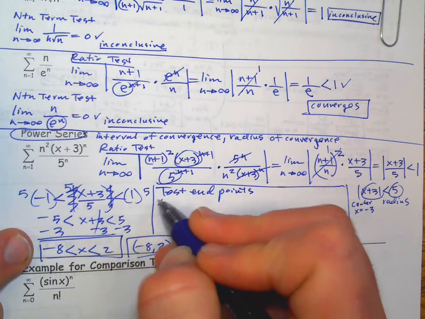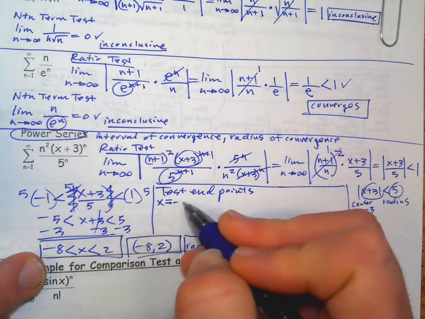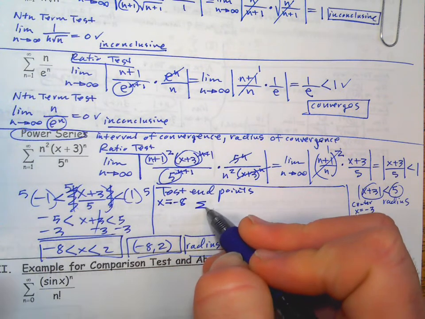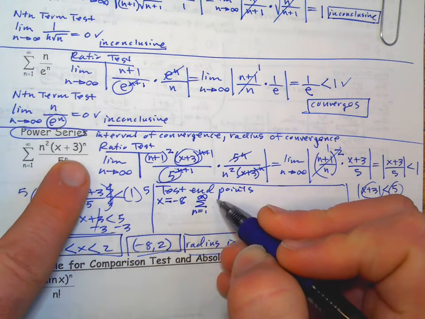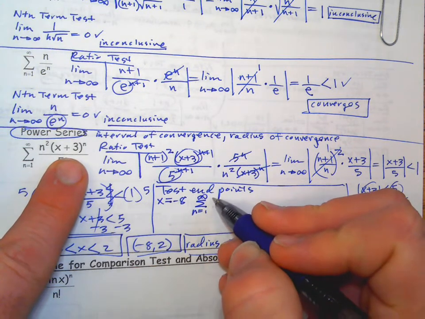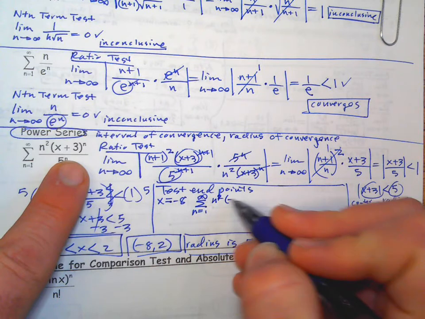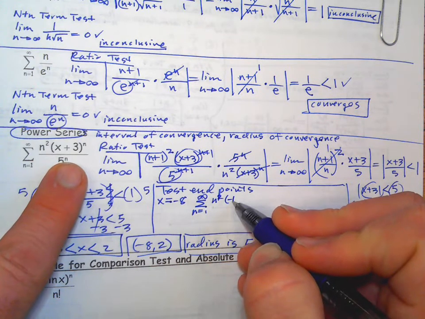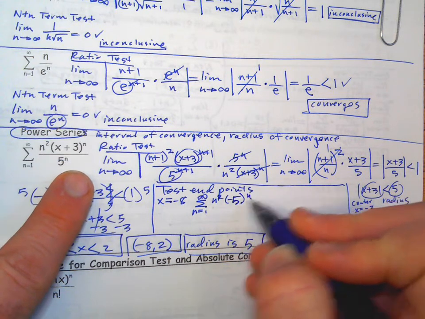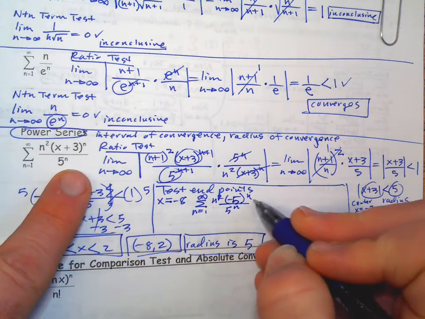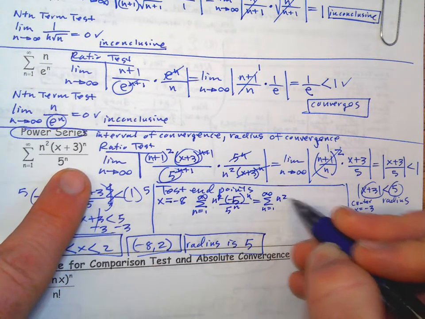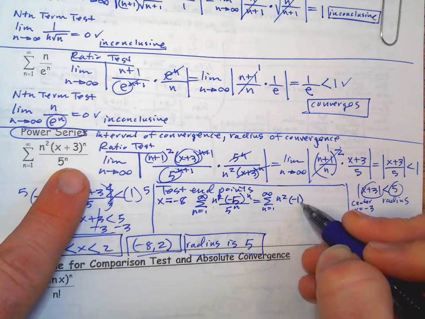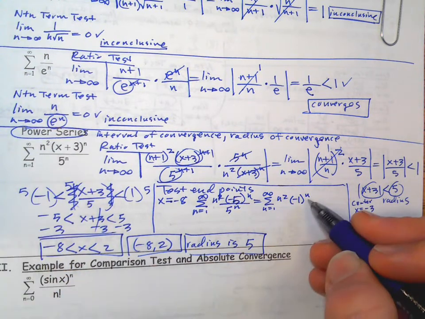So you would say, okay, well, I'm going to test x equals negative 8. And you're going to plug it into the original power series and get a number series. You replace the x with negative 8. So then you get n squared times negative 5 to the n power over 5 to the n. If you try and clean this up, it's going to be n squared times negative 1 to the n, right? So this is an alternating series.